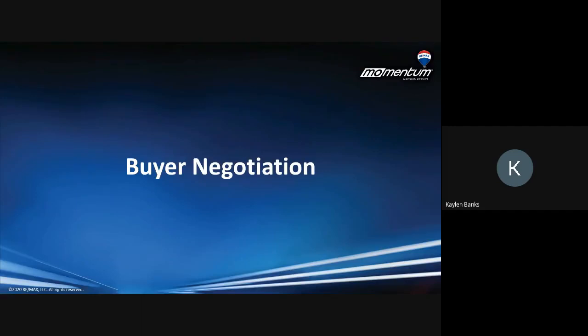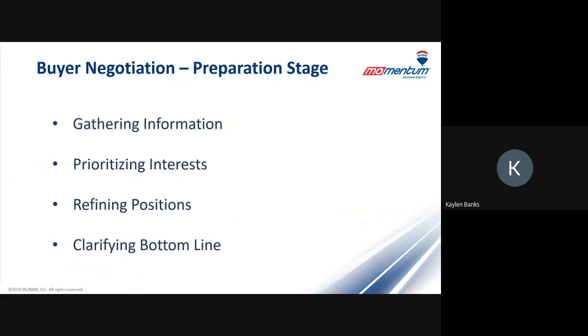So, when working with a buyer, the focus must be on clarifying not only what is most important to them, but why it's important. This becomes the foundation for helping your clients prioritize their interests. When we went through the stages of the negotiation at the first part, the preparation stage was all about understanding the motivations. So, when determining where to start with your initial offer, there are four key areas to focus on: gathering information, prioritizing interests, refining positions, and then clarifying that bottom line. We're going to go through these when we talk about some scripts around them that you can use to uncover all of these.